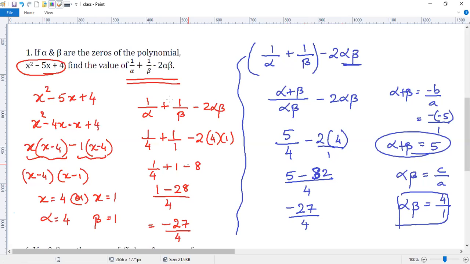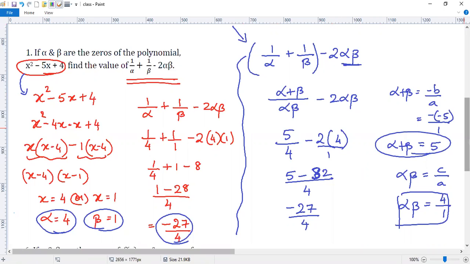The first method, the normal method, is splitting the middle term, finding alpha and beta, and then substituting straight into it to get the answer. This is the usual formal method. Otherwise, this is another way. Splitting the middle term cannot be done for some particular polynomials. You will get values in roots and all. For such problems that cannot be done that way, this method is very suitable and easy to do also, provided you know how to tackle these formulas.